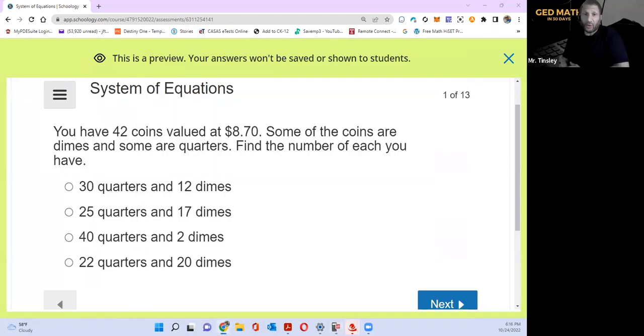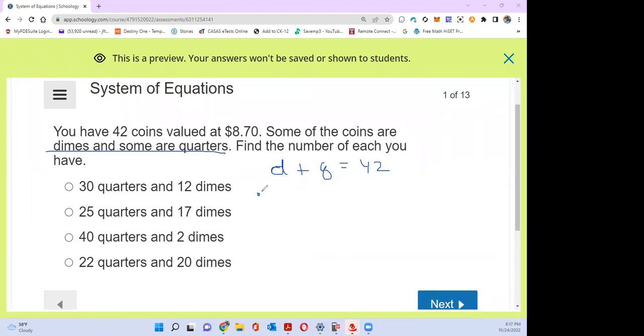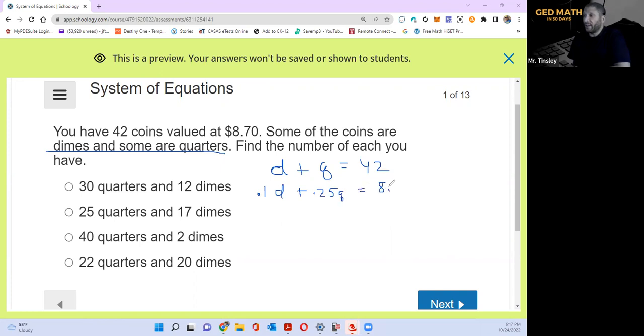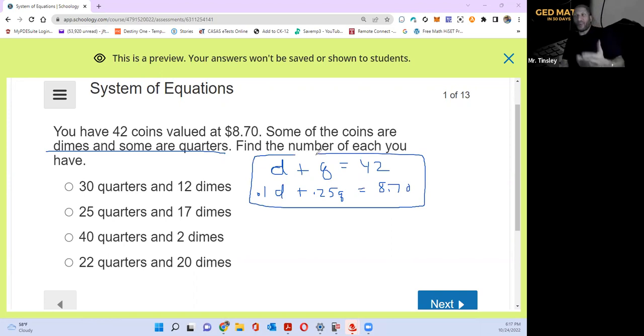So, first of all, you got to find the two equations. We got dimes and quarters, right? So dimes plus quarters equal 42, right? And 0.1 times D plus 0.25 times Q equal 870. Those would be our two equations that we got from this paragraph.